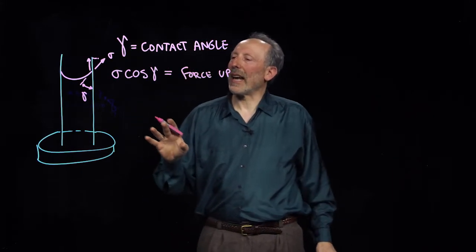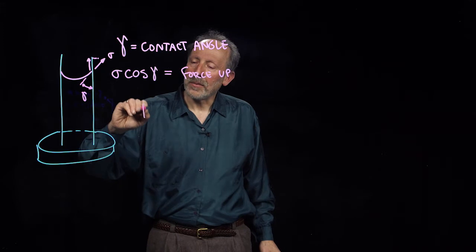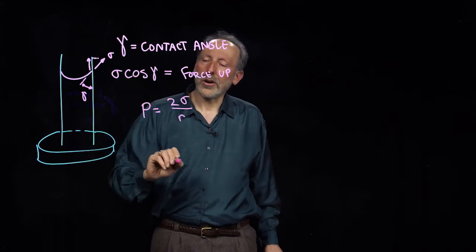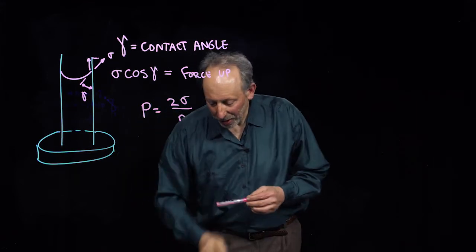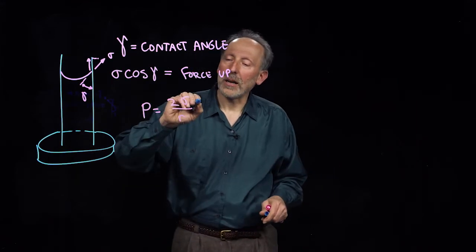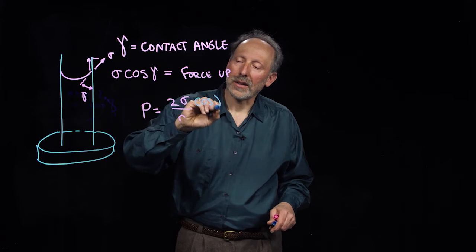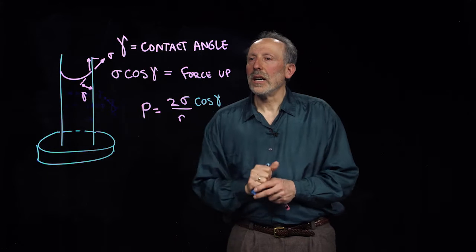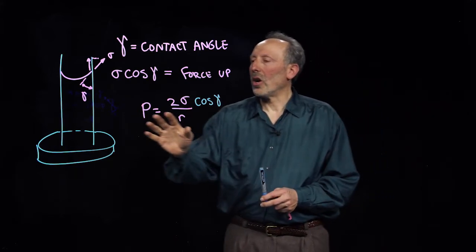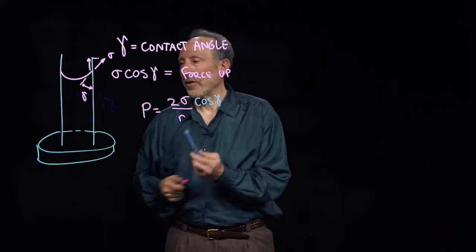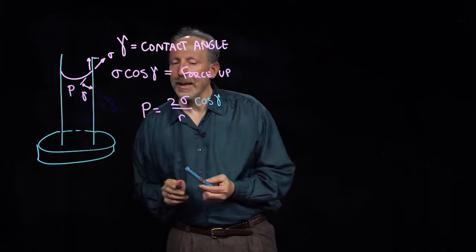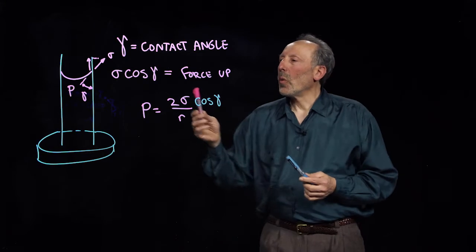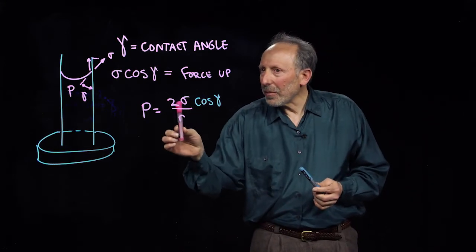So what this does now, instead of having P equals 2 sigma over r, we now add a new term. We say times the cosine of gamma. Okay? And so this is the impact of the contact angle on this pressure that we felt in this pink fluid.